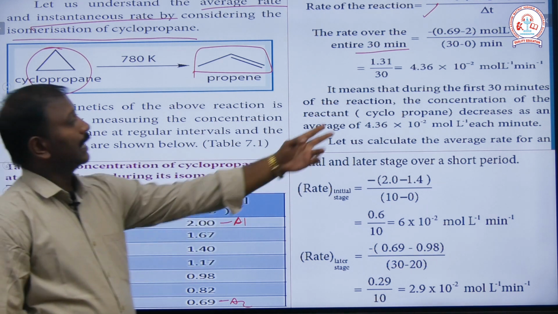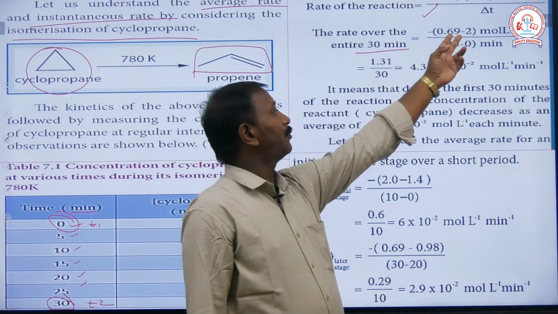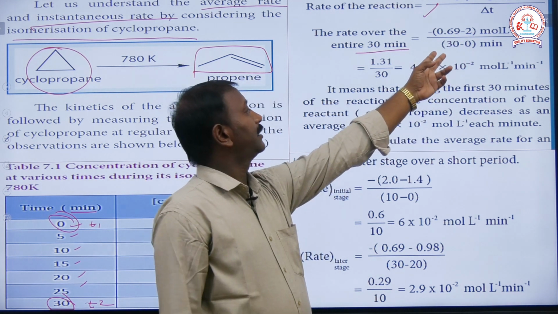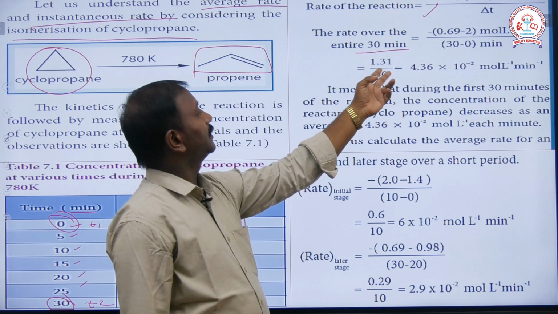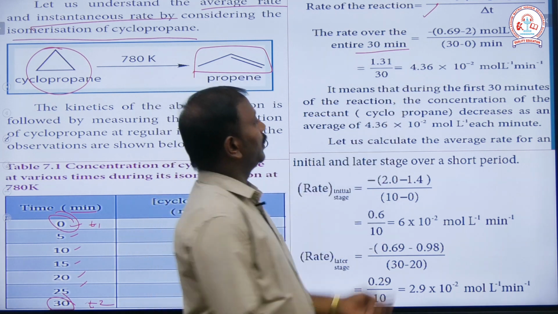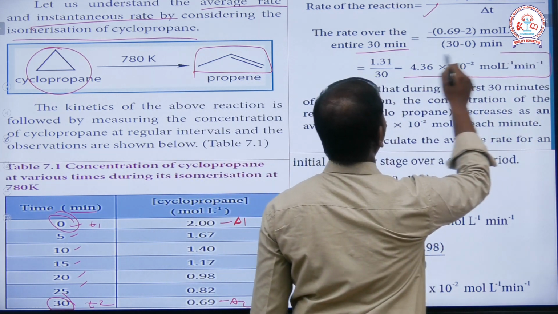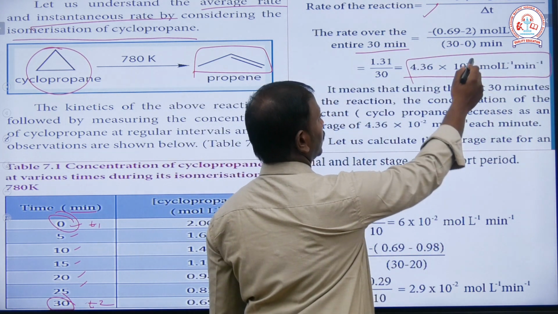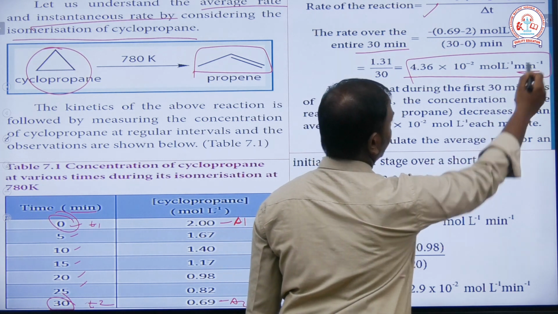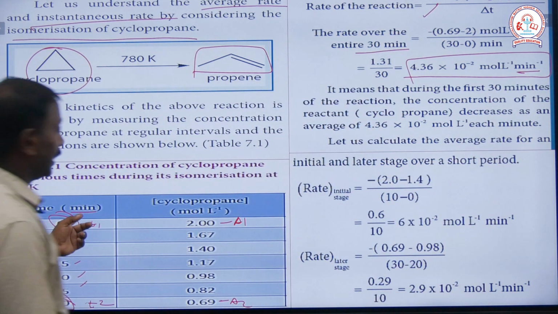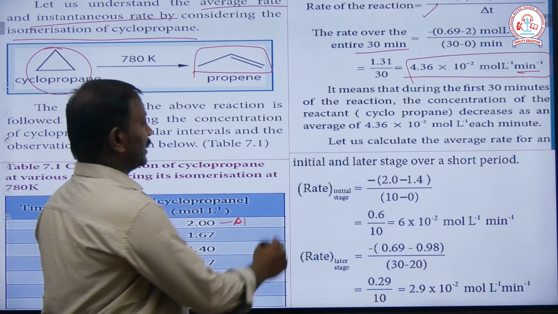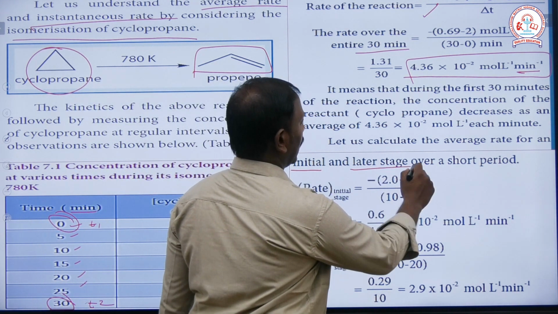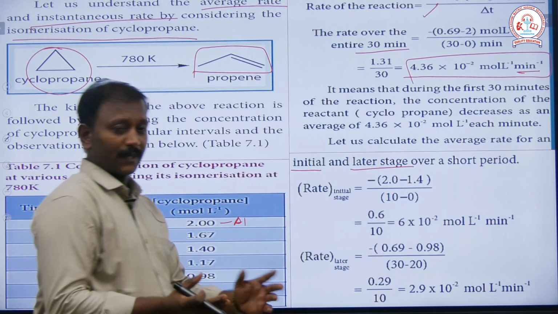So T2 minus T1: minus 0.69 minus 2, divided by 30 minus 0, that is 1.31 divided by 30. So this is the rate of that reaction: 4.36 into 10 power minus 2 mole liter inverse minute inverse, because we are taking the value in minutes. This is over the short period of time between the initial and latest stage.